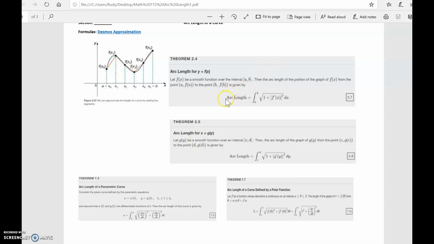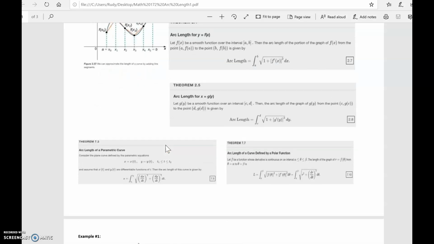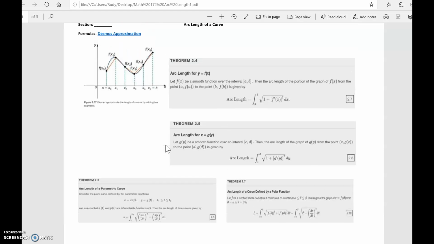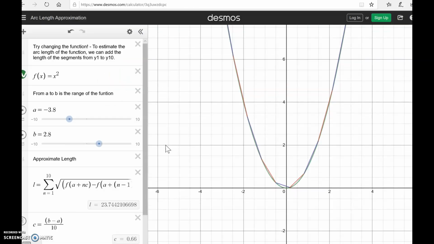You just need to take a look at, well, if it's a function in terms of the x's, if it's in terms of y's, and then also we're taking a look at, well, if the curve is given as a parametric or as a polar equation. And basically I've given you here the actual code that will calculate the decimal approximations.